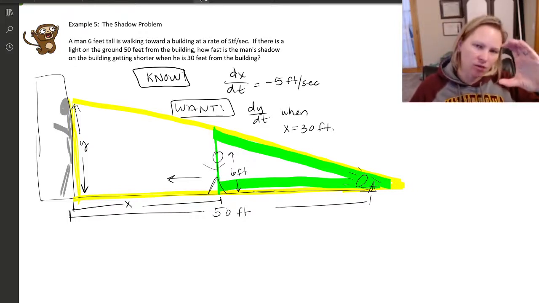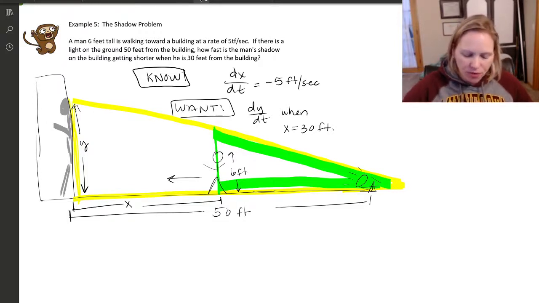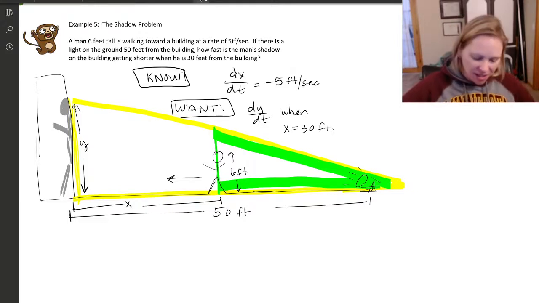Negative rates imply that we're getting smaller in our value. So let's see if we can understand some things. If the Pythagorean theorem is not the way to go, maybe we need to think about these two triangles as being similar shapes. And when we have similar geometric shapes, similar shapes have proportional dimensions. So anything that's a corresponding side or a corresponding part, so hypotenuse to hypotenuse, leg to leg, corresponding parts of similar triangles are proportional.